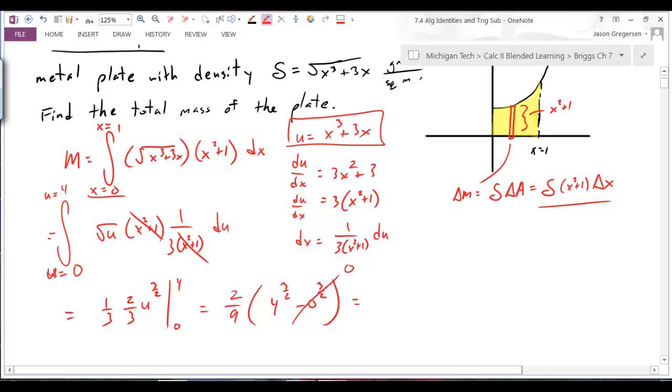4 raised to the 3/2 power, well, that's like taking the square root and then cubing it. So if I take the square root of 4, I get 2. If I cube it, I get 8. Altogether, I'm going to end up with 16/9. 16/9 grams. That's the mass of this plate.